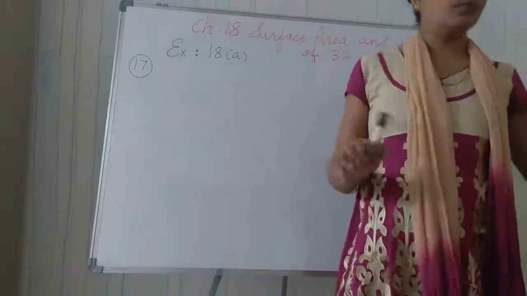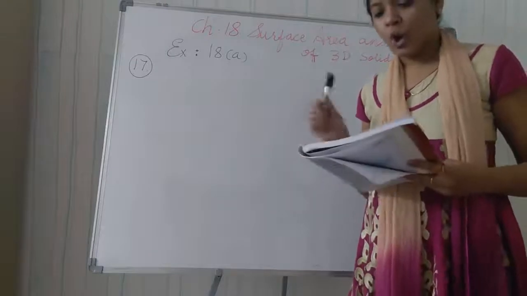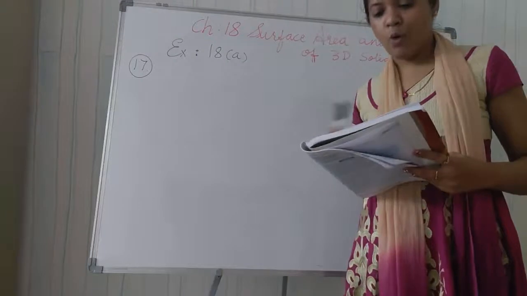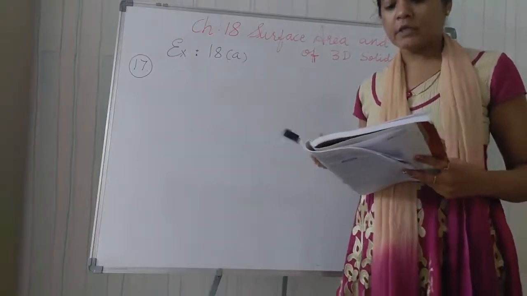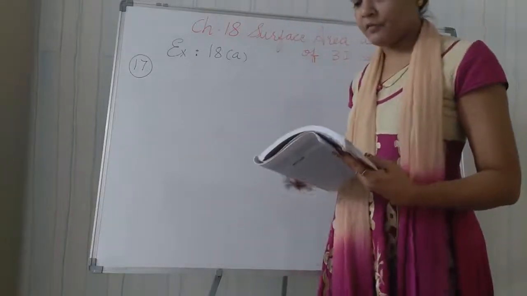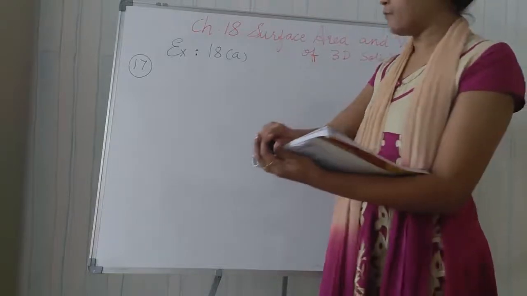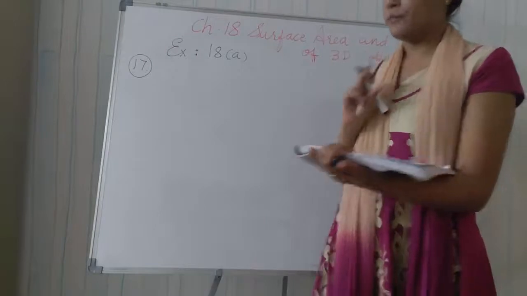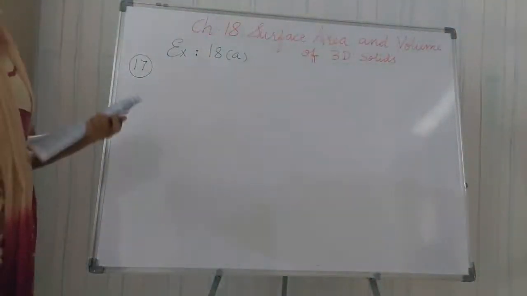So let us continue. Question number 17 is: find the volume of wood required for making the closed box with internal dimensions 20 centimeter by 12.5 centimeter by 9.5 centimeter, wood 1.25 centimeter thick. So here they asked to get the volume of the wood. The material used here to make the box is wood.